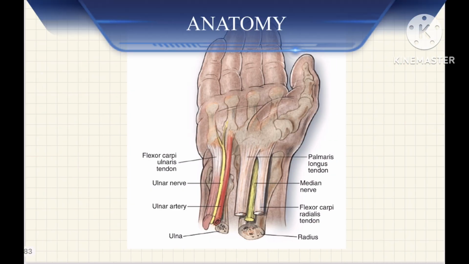Let's see relevant anatomy at the wrist. Ulnar nerve lies lateral to flexor carpi ulnaris and medial to ulnar artery. Median nerve lies between palmaris longus tendon and flexor carpi radialis muscle tendon. Radial nerve at the wrist is divided into a number of peripheral branches.